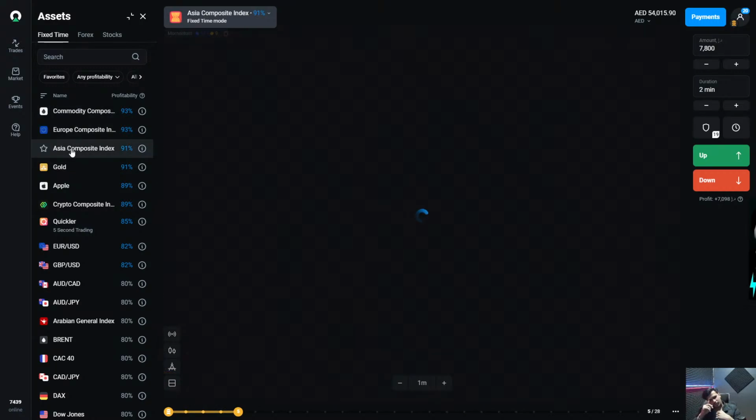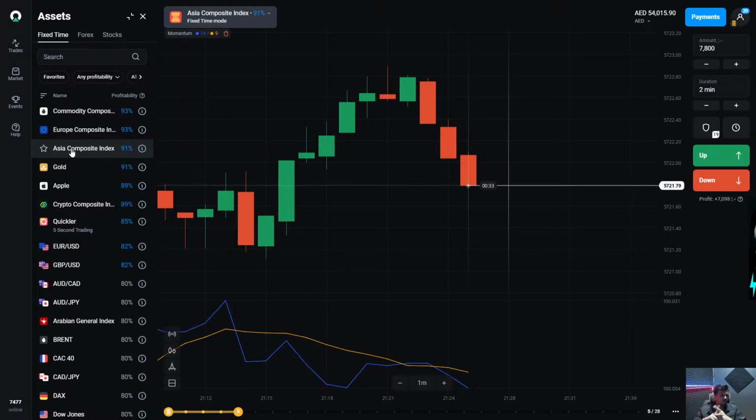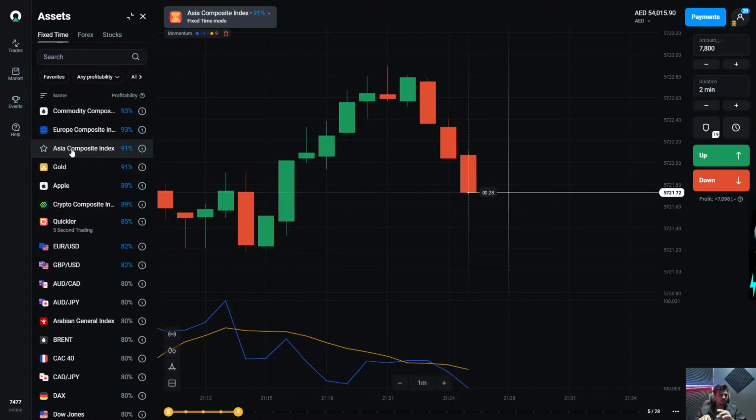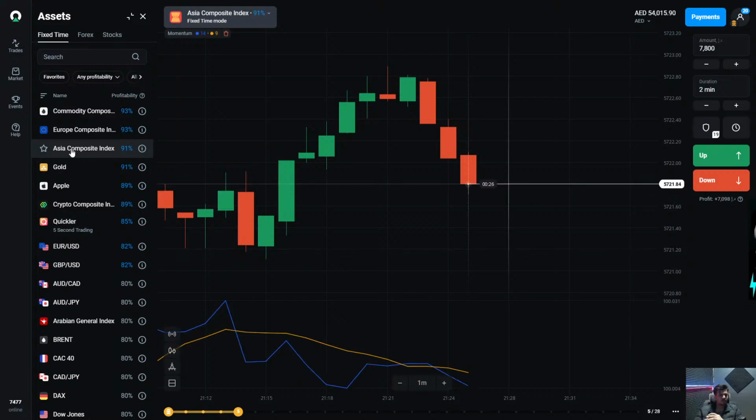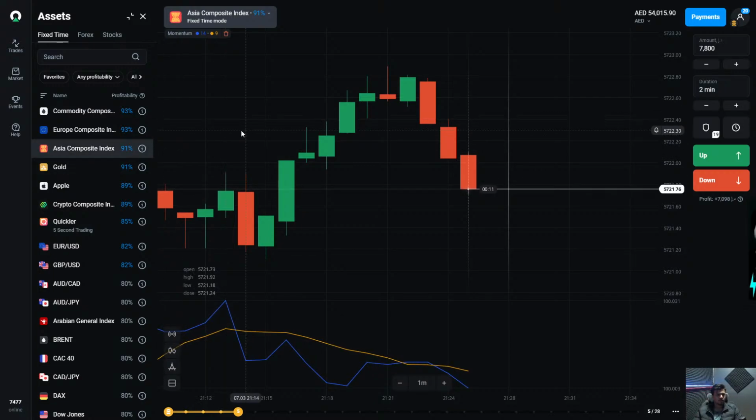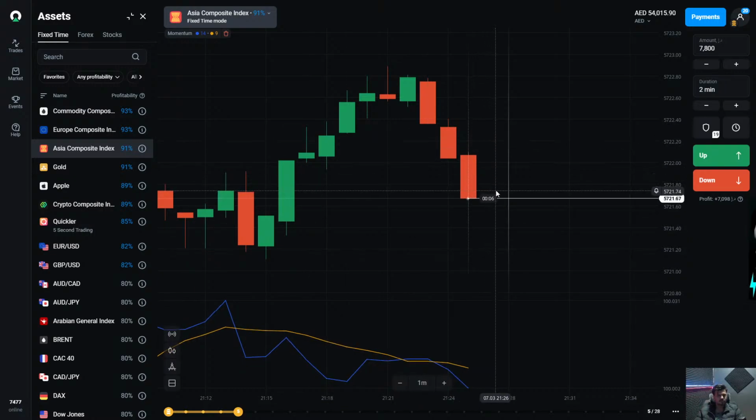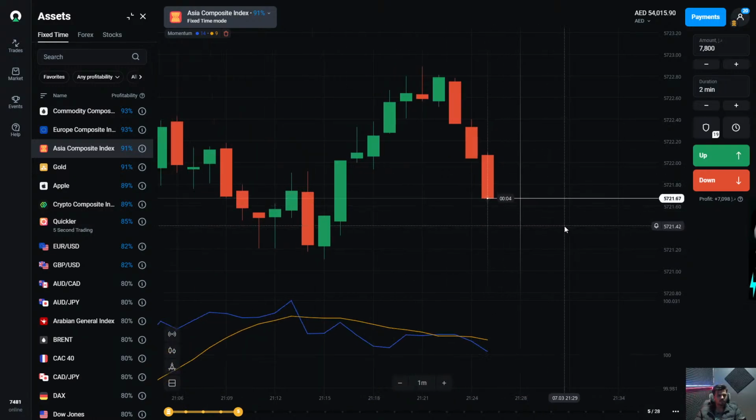I'm just waiting for one trade and one perfect time so it will give and recover the previous losses. That's why I'm not making silly trades now like 300 or 400. I just put 7800 dirham. And here it's moving downward. Both are moving downward, and this is the Asia Composite Index.